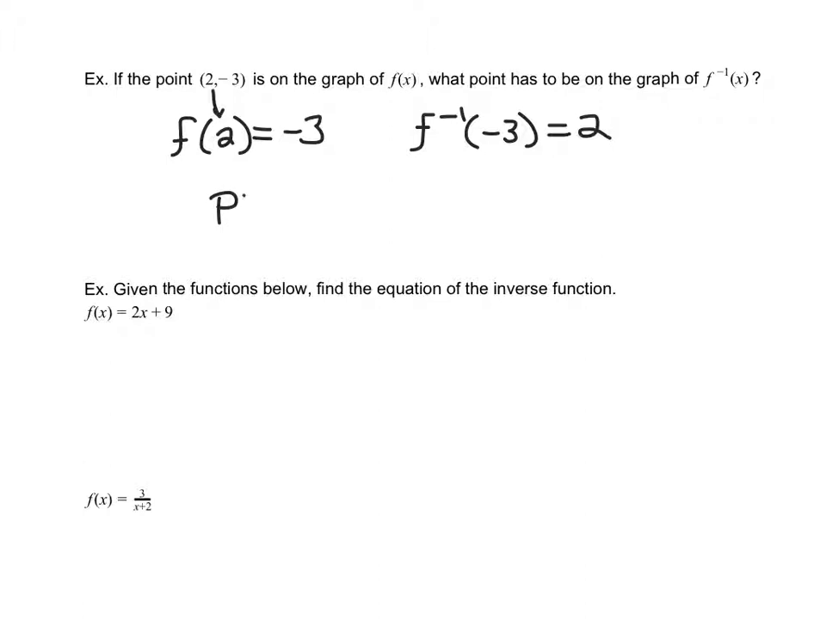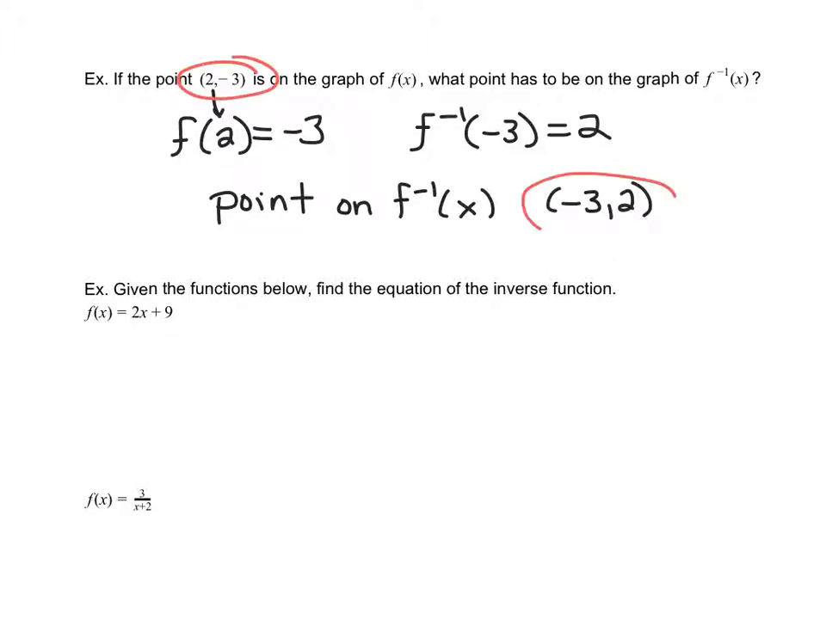So the point on the f inverse that we have to know is on there is going to be (-3, 2). And again, you can see the idea that both of these points, the inverse and the function, just reverse each other. So you're switching the x and y, just how we find the inverses, just how we do most things with inverses.